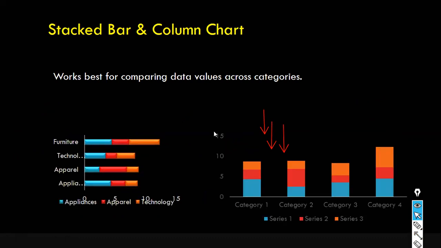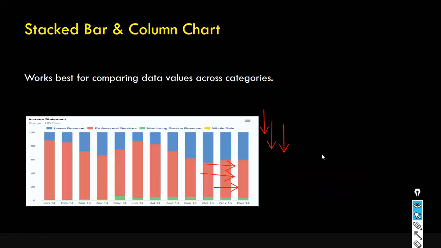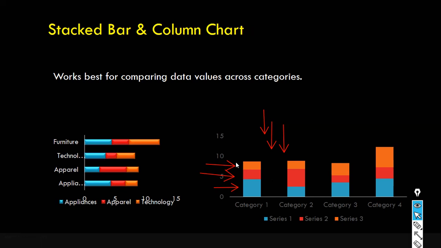Whereas in the case of a stacked bar chart or column chart, the rectangles are stacked one over the other. If you keep one rectangle on top of the other, that is how it plots the values in the stacked chart. Like I said, even in the normal bar chart or column chart, you will find rectangles, but here the rectangles are stacked one over the other.